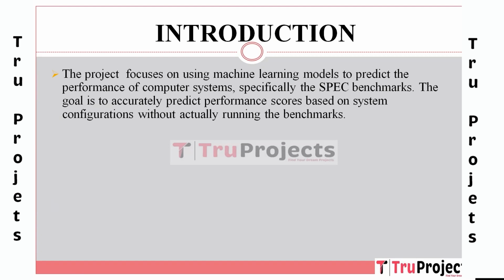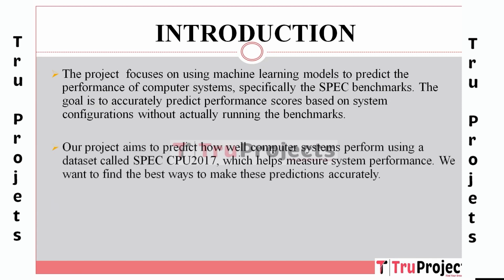The primary objective is to accurately forecast performance scores based on system configurations without the need to actually run the benchmarks. This predictive capability is valuable for optimizing system design and resource allocation. The project's goal is to predict the performance of computer systems using the SPEC CPU 2017 dataset. By analyzing this dataset, the project seeks to find the most effective methods to predict how well these systems perform. This insight aids in developing and designing systems that operate efficiently and deliver optimal performance.